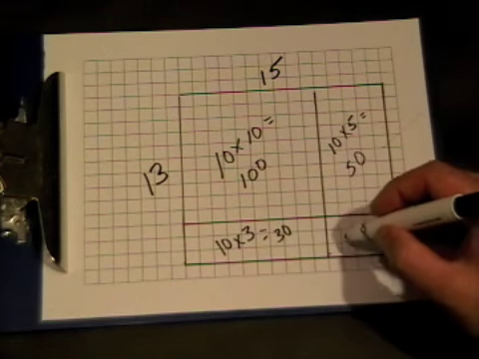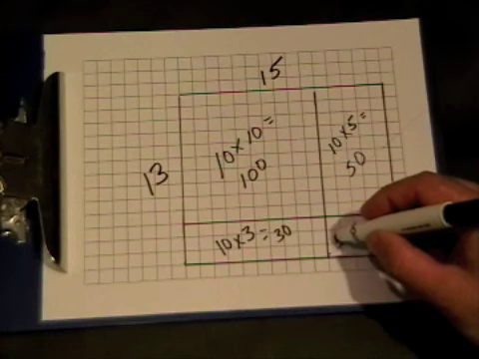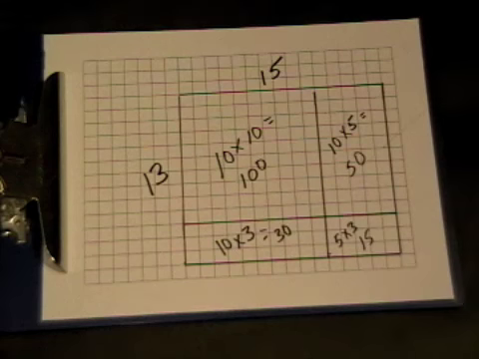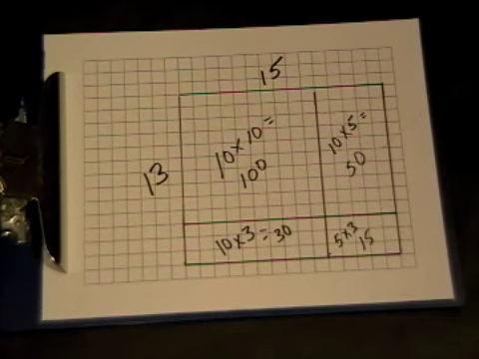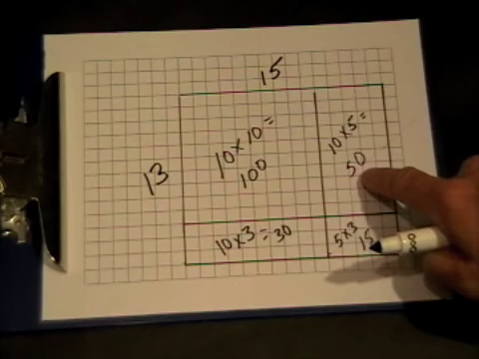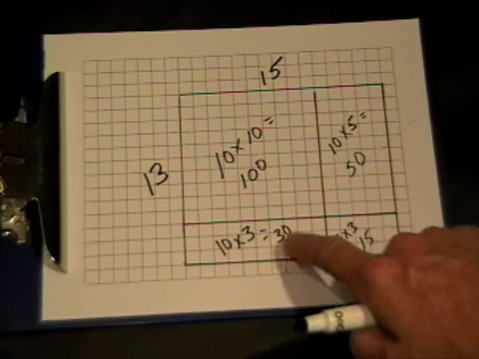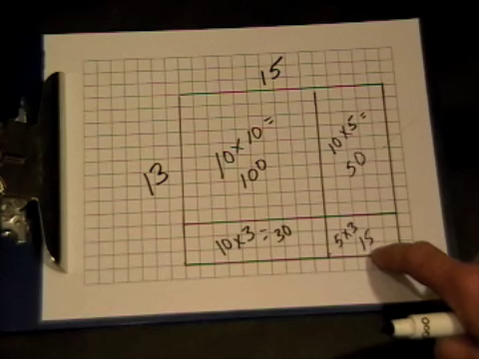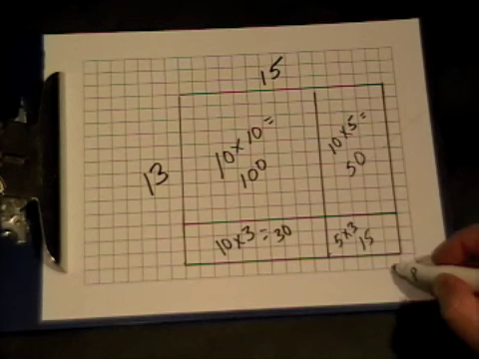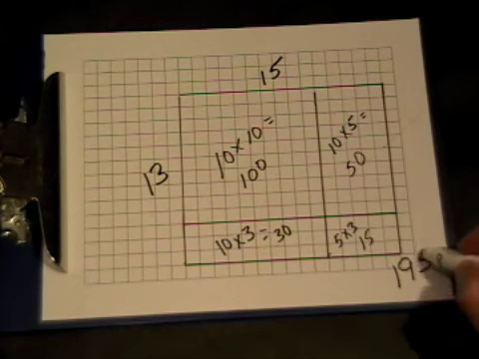This region is 5 times 3, which equals 15. If we add all those four regions together, we have 100, 150, 180, 195, for a product of 195.